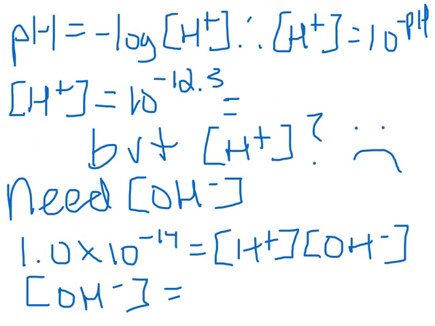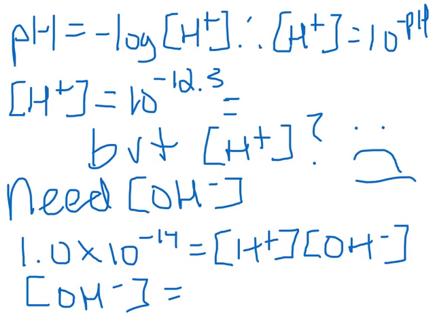For starters, I was given the pH. I know that the pH is equal to minus the log of the H+ concentration. Therefore, the H+ concentration equals 10 to the minus pH. So in this case, the H+ concentration is going to be equal to 10 to the negative 12.3. But I can solve for that, but H+, if you look back at the reaction, there is no H+. I need an OH-, not an H+.